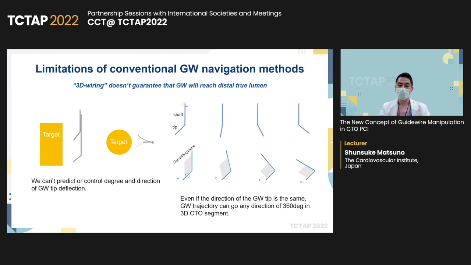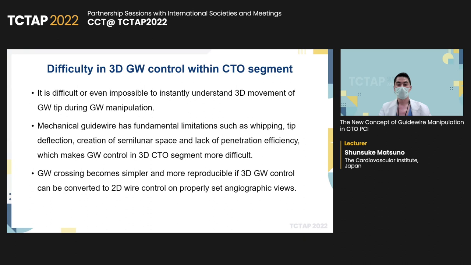If the guide wire tip is directed to the target as suggested, we can't exactly predict or control the degree and direction of subsequent guide wire tip deflection. Furthermore, even if the direction of the guide wire tip is the same, the guide wire trajectory can go in any direction of 360 degrees in the CTO segment, based on the three-dimensional positional relationships between the guide wire shaft and tip. As a result, it is very, very difficult or even impossible to instantly understand the 3D movement of the guide wire tip during guide wire manipulation.